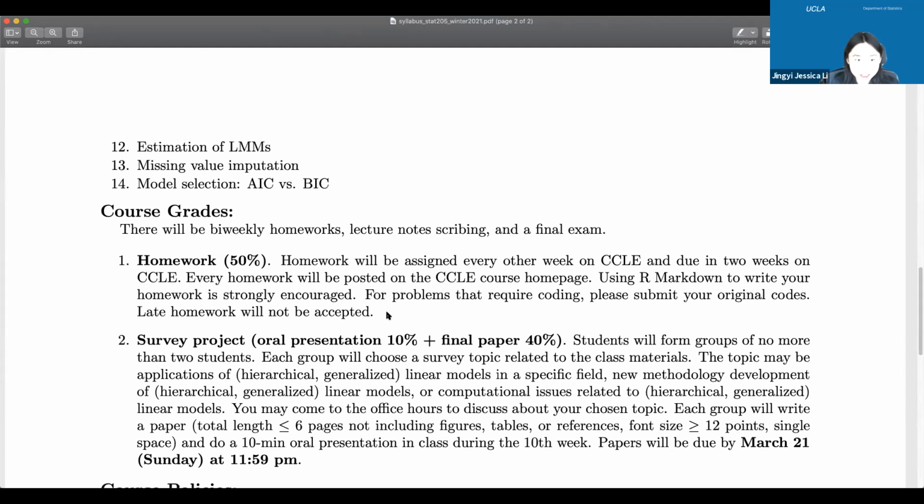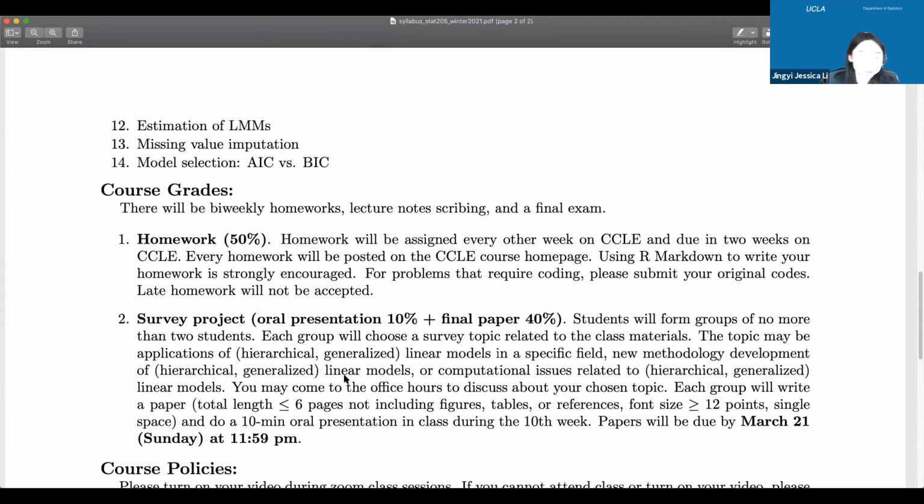For the second half, previously for this course we did a final exam, but I understand that a final exam is not a good option for this remote teaching. So we will change this to a survey project. Since we have a rather big class, I would encourage you to try to find a partner and form a group with no more than 2 students. If you prefer to work by yourself, that's also okay.